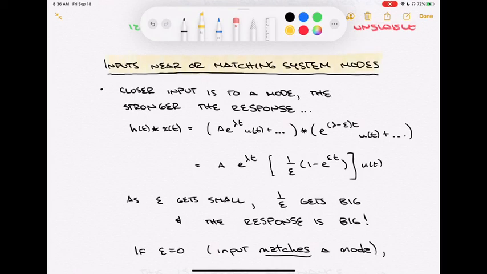Okay. The basic conclusion here that we'll see is that the closer an input is to a mode, the stronger the response is. If I drive a system near one of its characteristic modes, the system responds strongly.